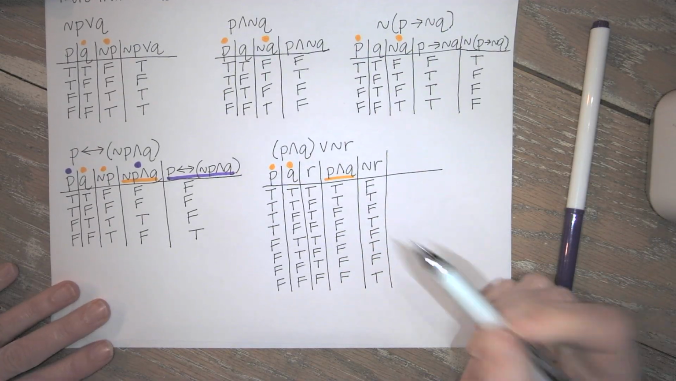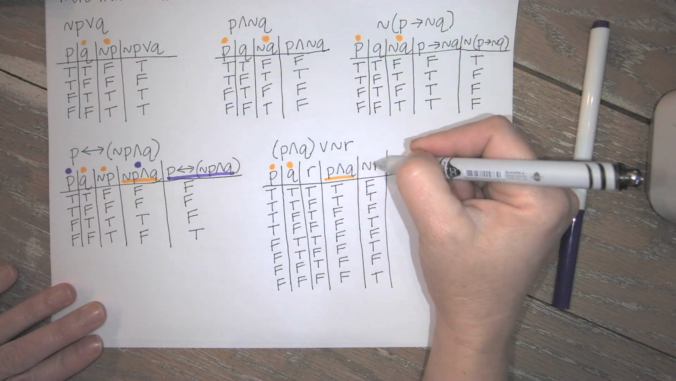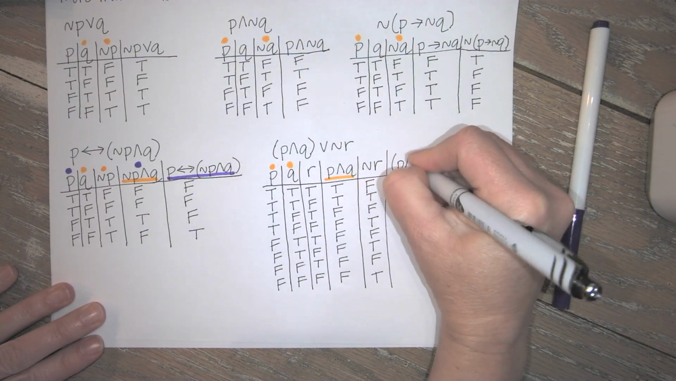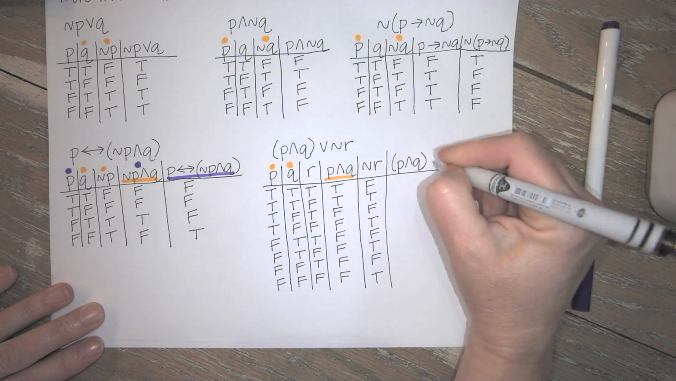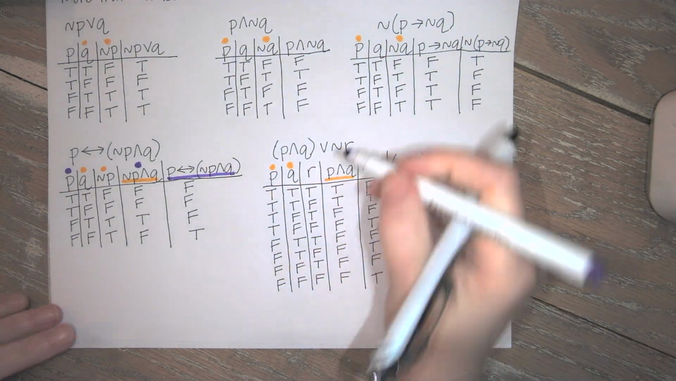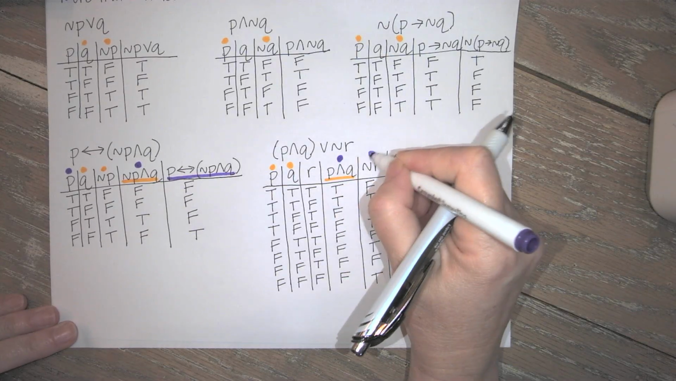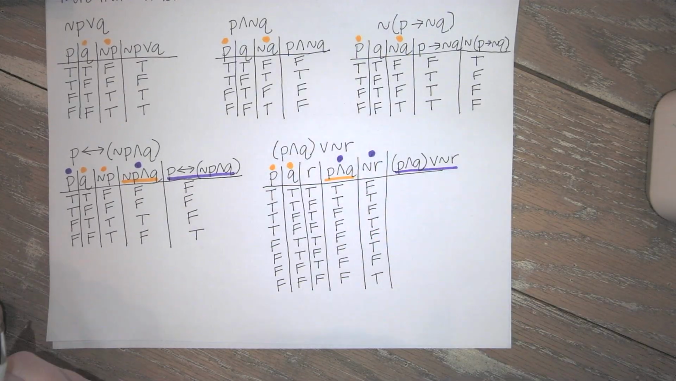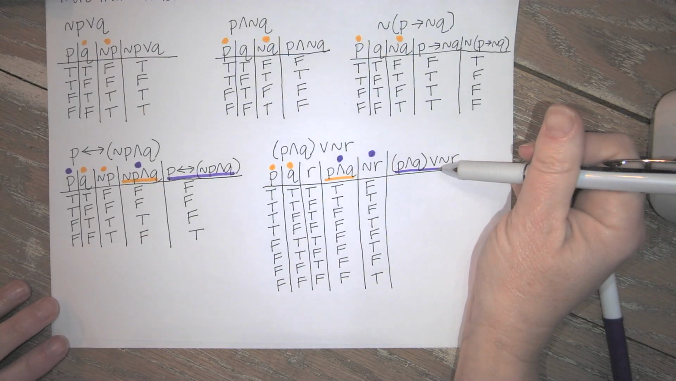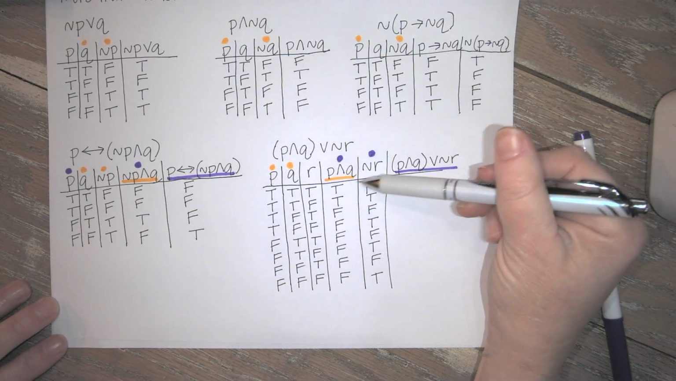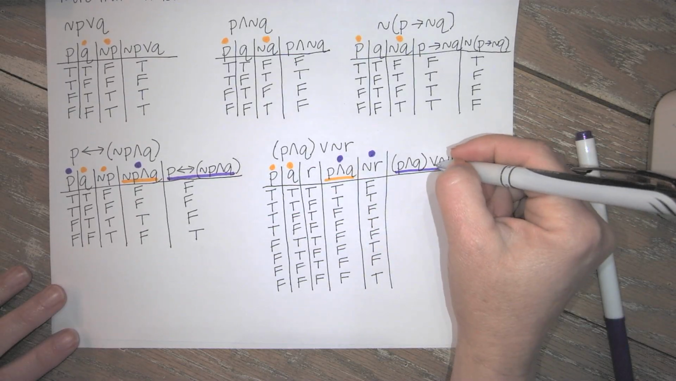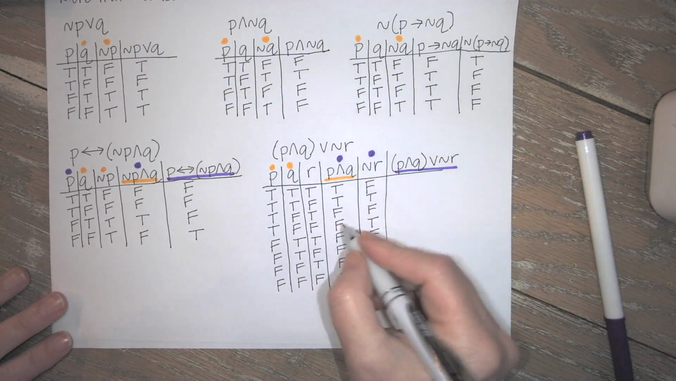And then last, we will join this and this with OR. Okay, so let me write the final statement here. P and Q, or not R. We want to make sure we're looking at the right columns. We're going to look here and here to build this. It's OR, and OR is true as long as at least one part is true. So the only time an OR is going to be false is when they're both false.